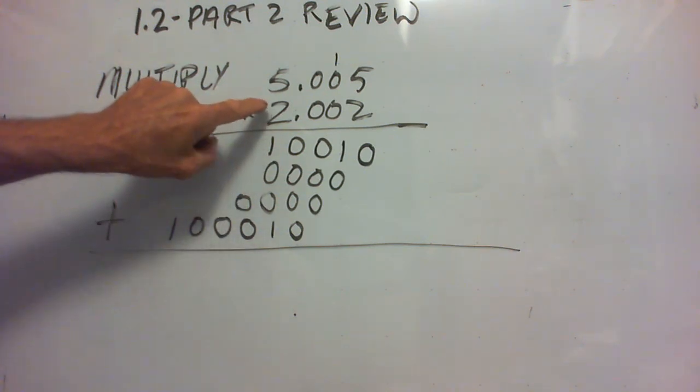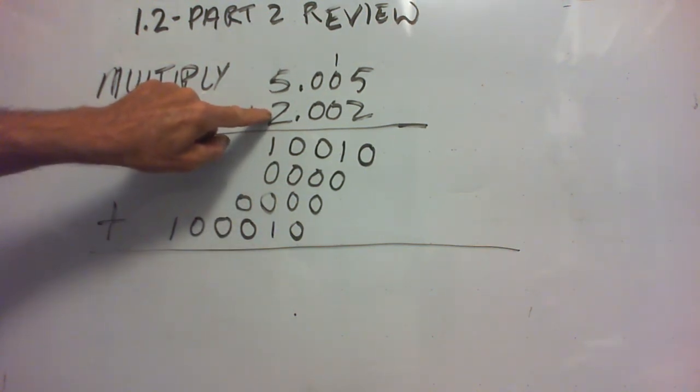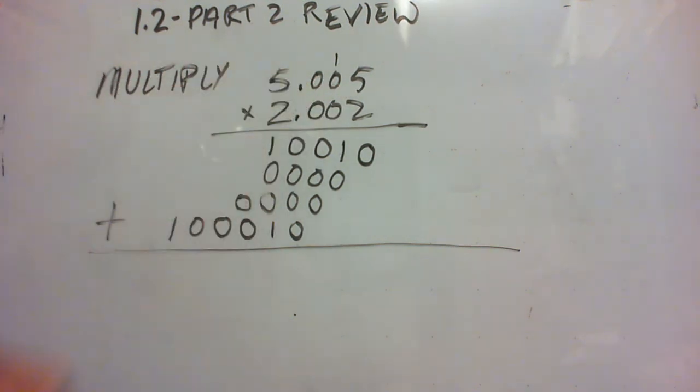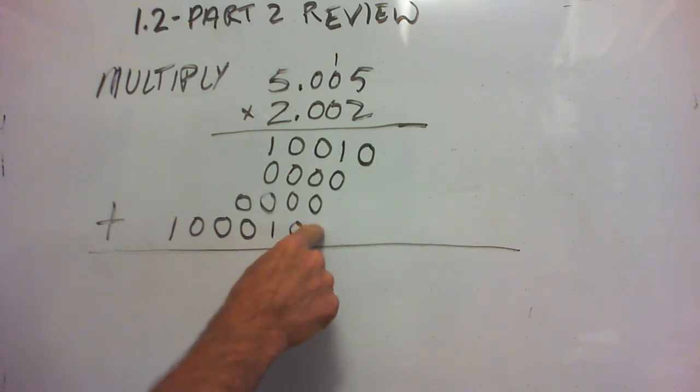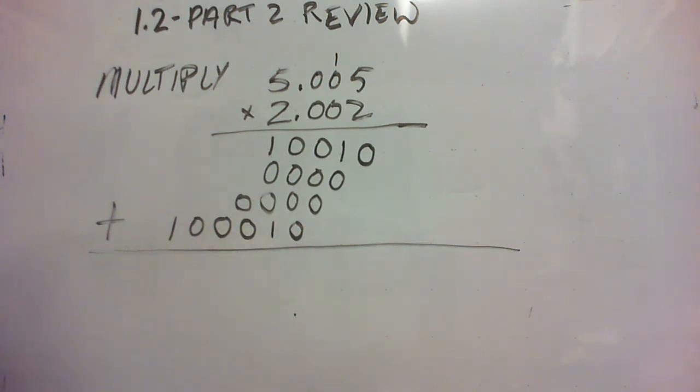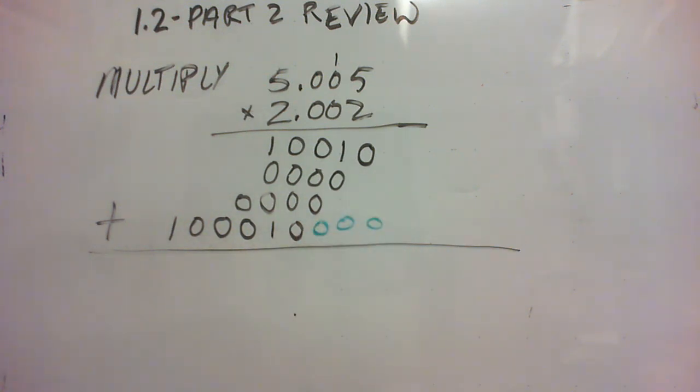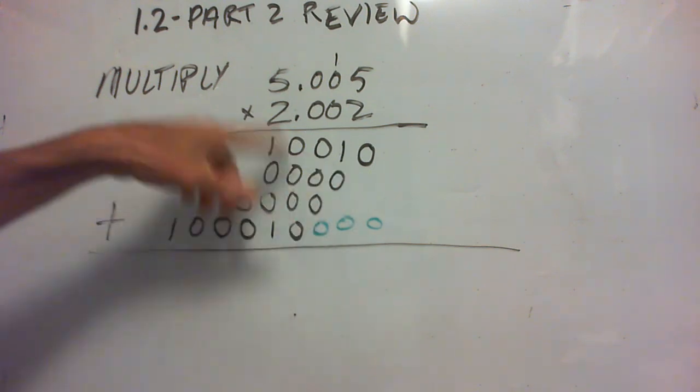And lastly, we do the 2, which if we ignore the decimal points is like 2,000 times 5,000. And we get 10 here. Now if I had some more zeros, that would be 10,000. So we have that 10 in the right spot.